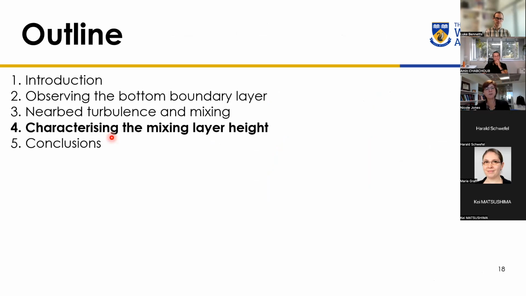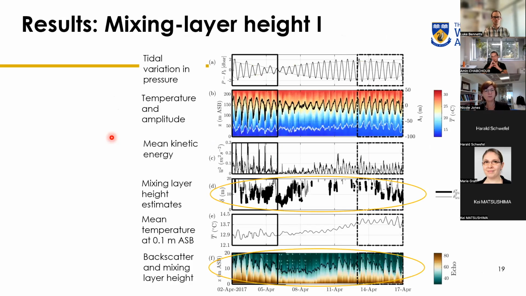So if we wanted to know, for example, how we should discretize an ocean model, so we actually resolve this bottom pycnocline, or if we wanted to take our own field observations and make sure they're in the right place, then it would be good to know what this mixing layer height was likely to be. So first of all, in the field observations, we needed a way to actually characterize this mixing layer height.